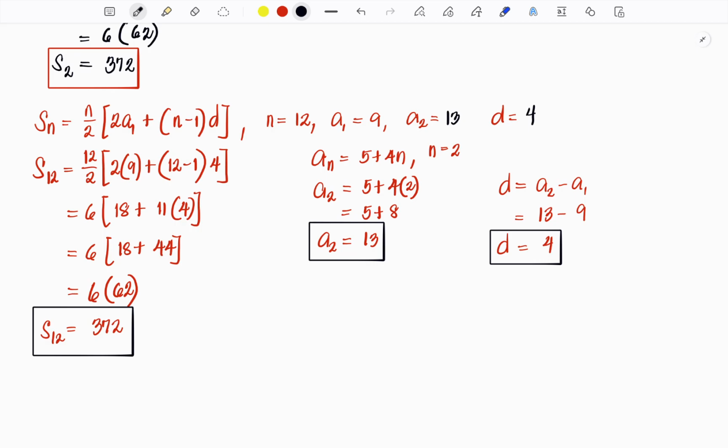Whether you go with the formula using the last term or the one with the common difference, just remember it's all about knowing what you are given and applying the formula that works best for you. Just keep practicing. And always remember, understanding the why behind the steps is just as important as getting the right answer.